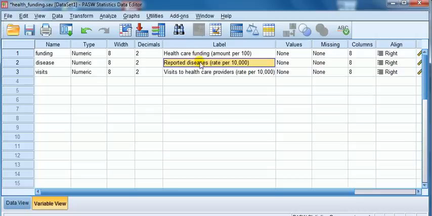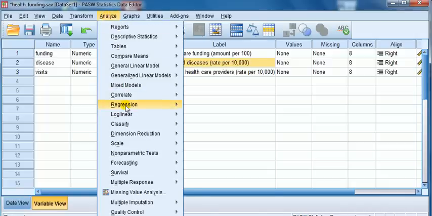Between healthcare funding and reported disease, we would expect a negative correlation, because the more money they put into healthcare, we expect that to help improve the healthcare system, and so the reported disease rate should come down. So this is not statistics, it's just using common sense. So why don't we fit two simple linear regression models, one regressing disease on healthcare funding, and a second model of disease on visits to healthcare providers, i.e., two separate simple linear regression models.